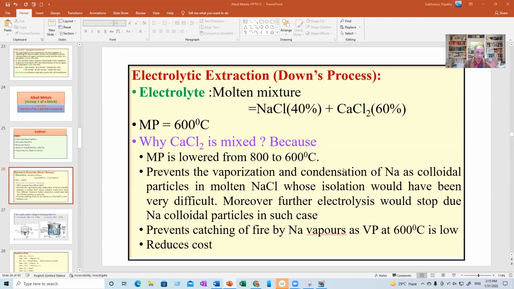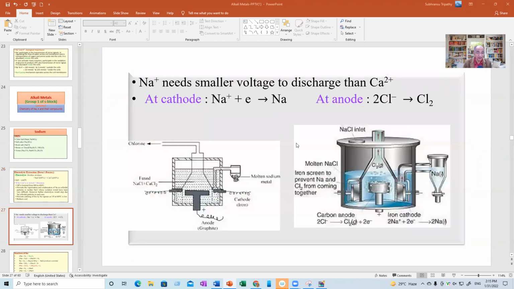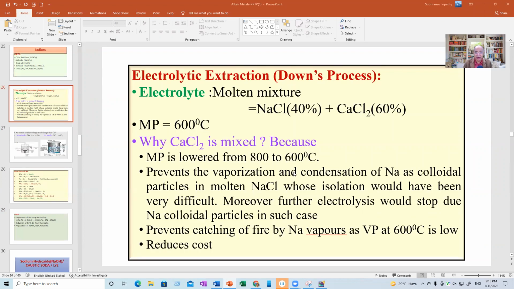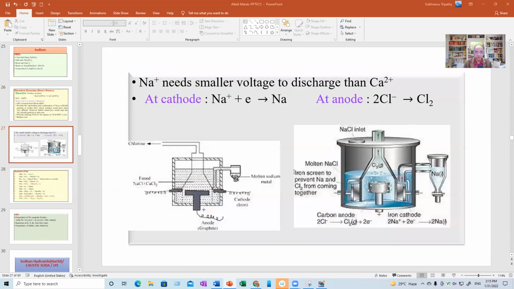at the proper discharge potential. You will be learning this in your electrochemistry next year, in class 12. At the proper discharge potential, sodium is produced at the cathode, and chlorine gas is obtained at the anode. And to prevent the mixing between sodium and chlorine, there is an iron separator. Now, this is a cylindrical iron or steel cathode.